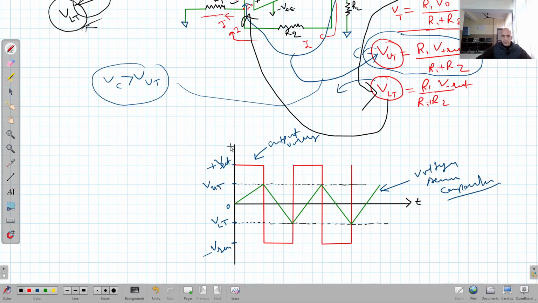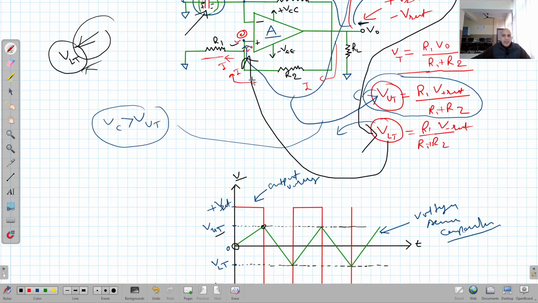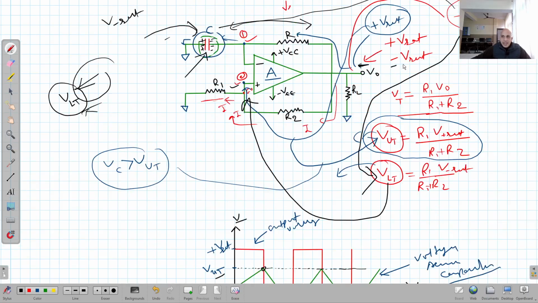This is time. This is the voltage axis. So you can see from this diagram that this is the voltage across a capacitor. We have assumed that initially, when the time t is equal to 0, the output was in positive saturation. Then the capacitor starts charging, as I told you, toward plus V saturation. When the voltage across the capacitor tries to go beyond this upper threshold value, what will be the result? The output will go to the negative V saturation.